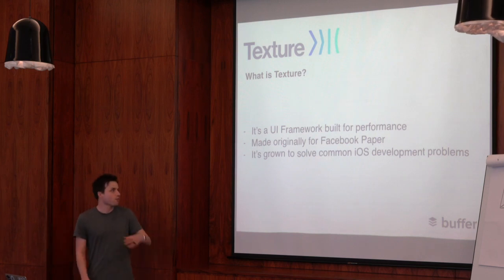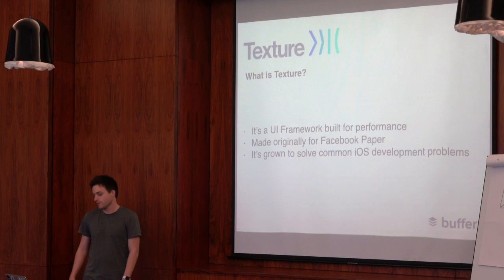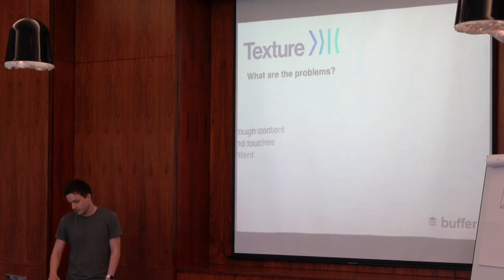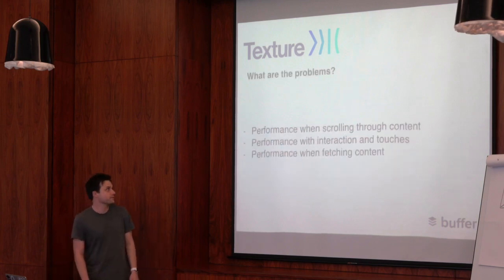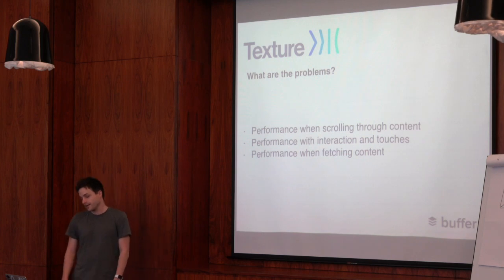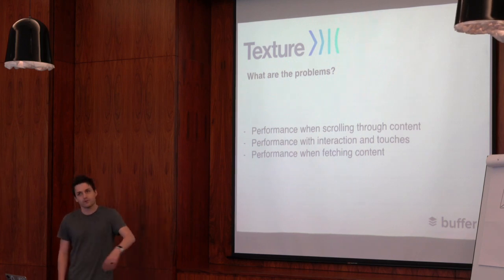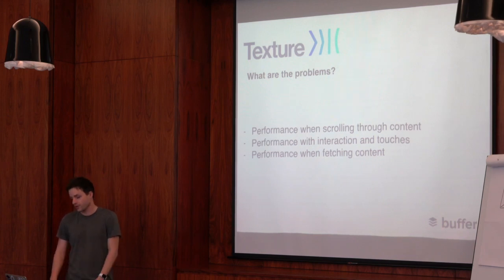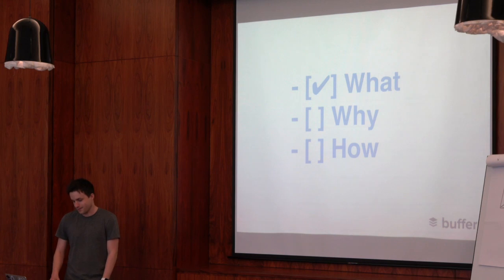But since then it's grown to do more than that, and it solves a lot of common iOS development problems, which I will touch on in a little bit. So for Buffer, what problems does it solve for us? Mainly, it solves problems of performance when scrolling through content, like through your queue, most commonly. Interactions and touches whenever you go to do something within the app, and when fetching content, most namely, again, for your queue. So that is the what, and the majority of the talk will be the why we need something like this.